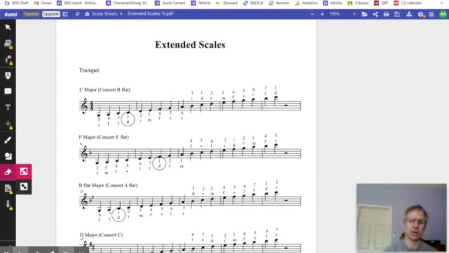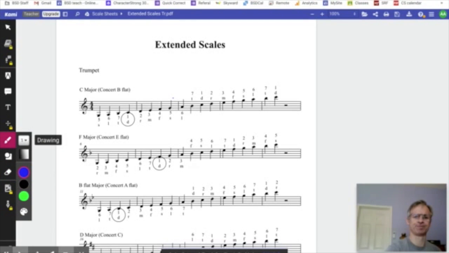In beginning band, you had a scale sheet that looks something like what's on the page now. This is the full extended scales that includes more notes than we learned in beginning band, but it was the same general idea. You can see the notes of the scale. You can see that they're labeled do, re, mi, fa, sol, la, ti, do, etc., going forever in both directions. So when we first learned to play a scale, we used only the notes that we learned so far.